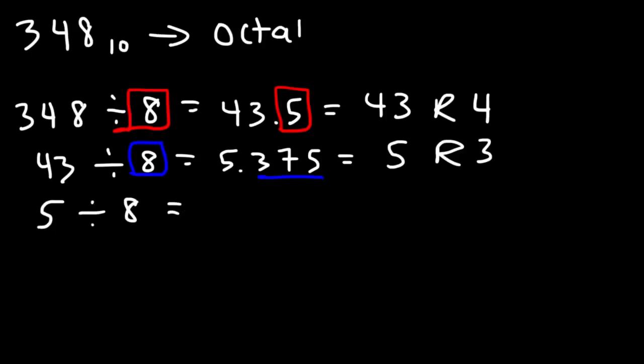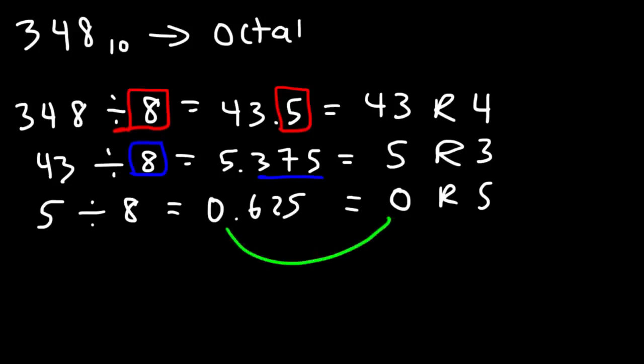Now, 5 is less than 8, so we can say that 8 goes into 5 0 times with a remainder of 5. But if you do 5 divided by 8, you're going to get 0.625. And so the 0 gets transferred here. And then if you multiply 8 by 0.625, you should get the original number that you started with, which will go here.